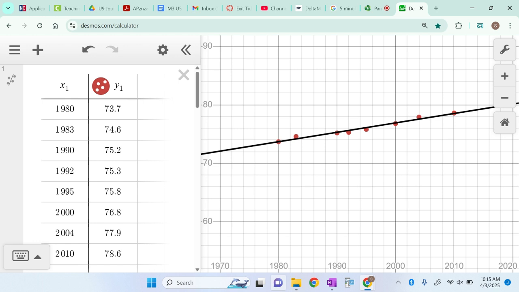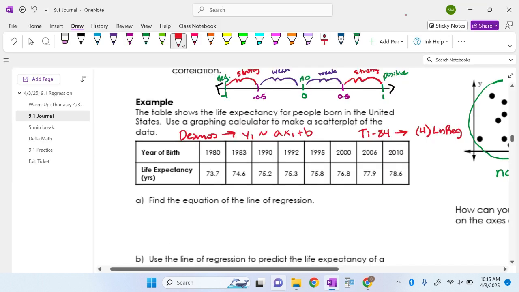All right, guys, so let's compare some notes. What'd you guys get for your regression equation? So what did y end up equaling? What'd you get for your a value?